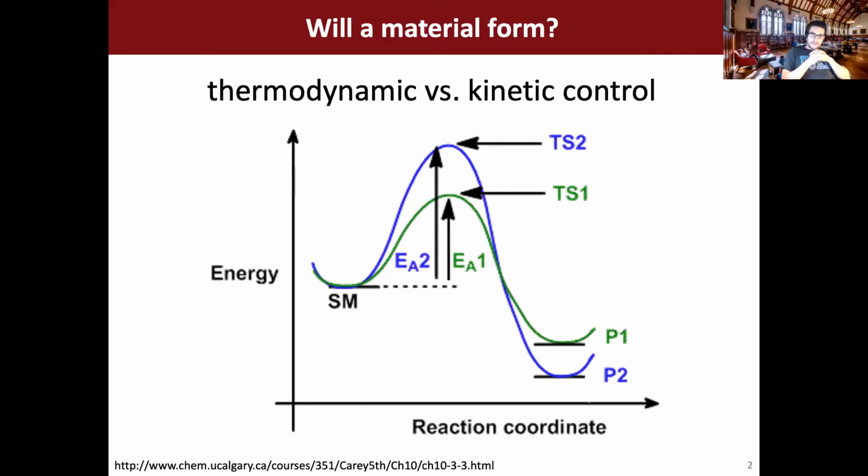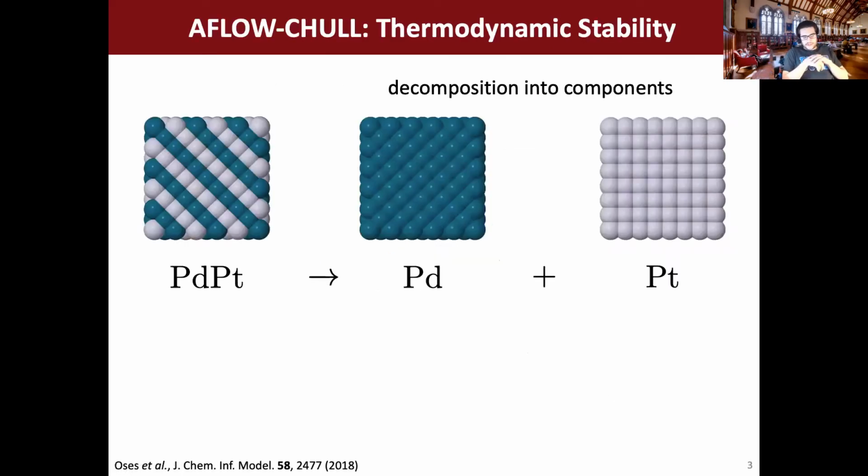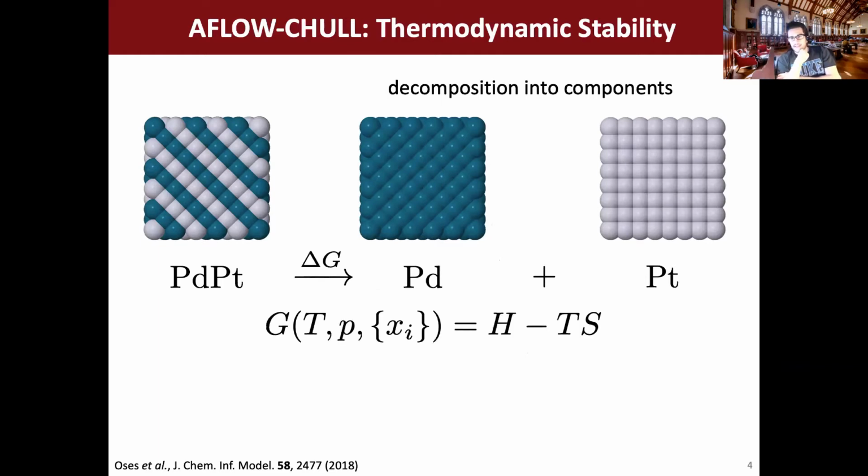For the remainder of the talk, we're going to be discussing thermodynamics. So how are we going to determine whether something is thermodynamically stable? This is ultimately the tendency of materials. Given an infinite amount of time, you're going to explore all the possible states that are available, and so you're going to end up really seeing P2. Thermodynamic stability is a question of whether a material, here for example a palladium-platinum material, is going to decompose into its components of pure palladium and pure platinum.